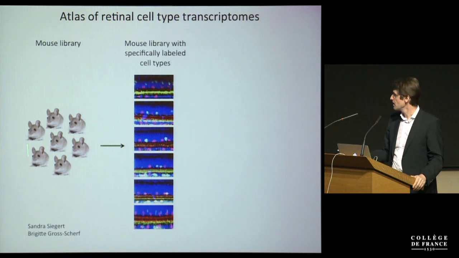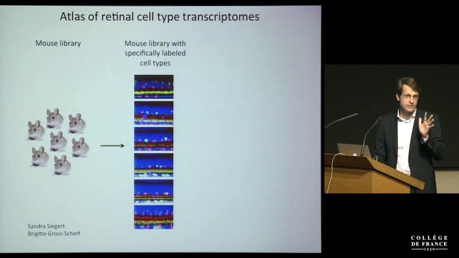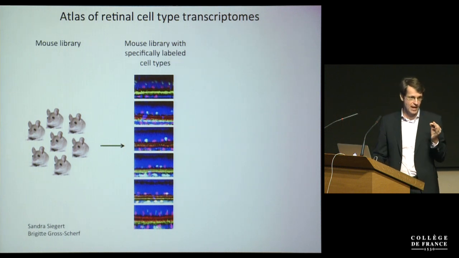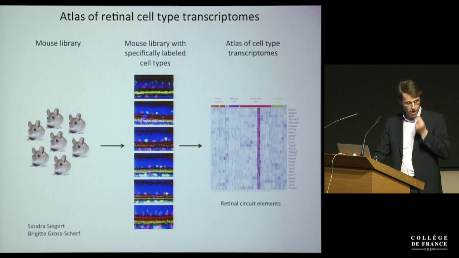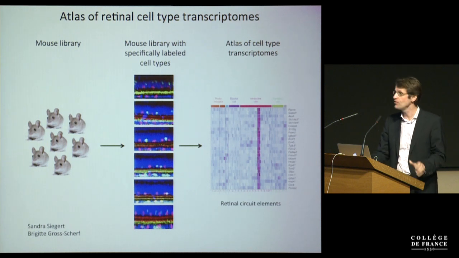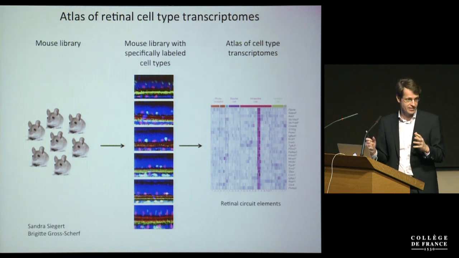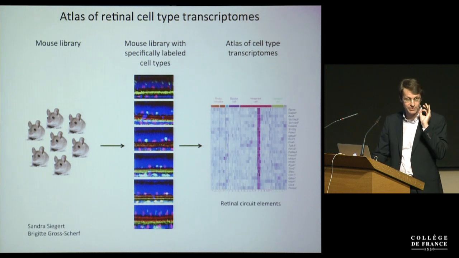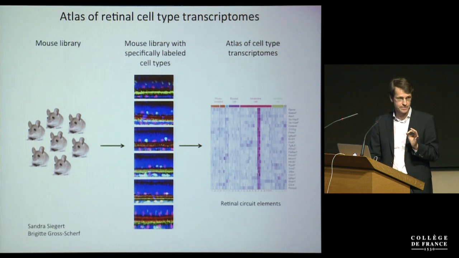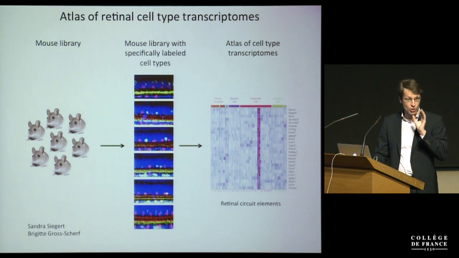From this, Sandra Siegert and Brigitte Gross chose around 30 lines. They sorted out the cells using FACS and determined the gene expression pattern, getting an atlas of cell type transcriptomes. What really hit us at that time was that whenever we had a mouse line with a specific cell type labeled, we found at least 20, 30 genes which were uniquely expressed within the retina. It means that some of the genes are expressed in other parts of the brain or your liver or somewhere else, but within the retina, it was unique. And this we used to find different genetic diseases that localize to cell types.